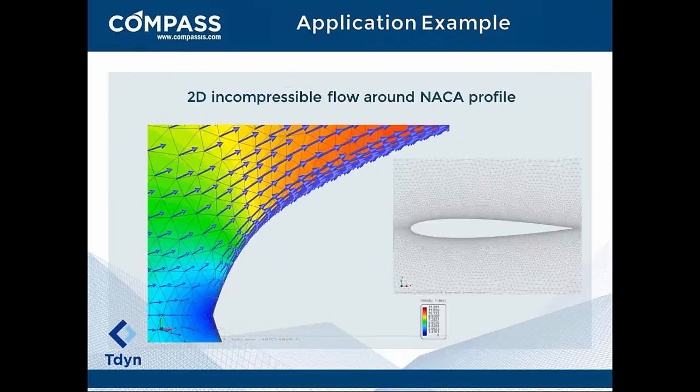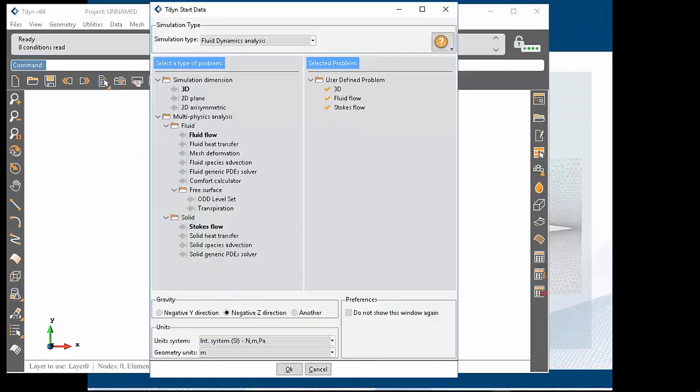And let's go straight to the first example. This I'm going to do from the beginning. I'm going to import the geometry of the NACA profile and set all the conditions, mesh, and then calculate and go to the post-process. So let's go to it.